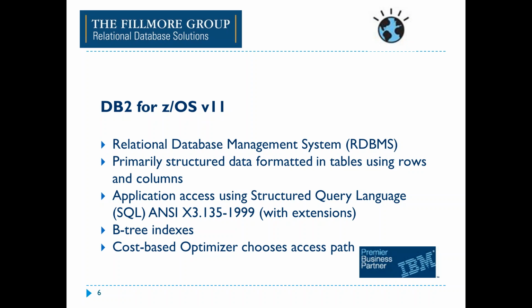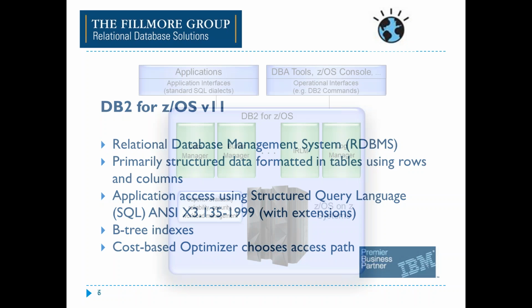Finally, and the most important distinguishing characteristic of the data stores that we're going to talk about today is the cost-based optimizer that chooses the access path. So in the SQL, you describe what it is that you want, and the optimizer decides how you go and get it, whether or not you use an index, whether or not you perform a sort, and all of those types of things.